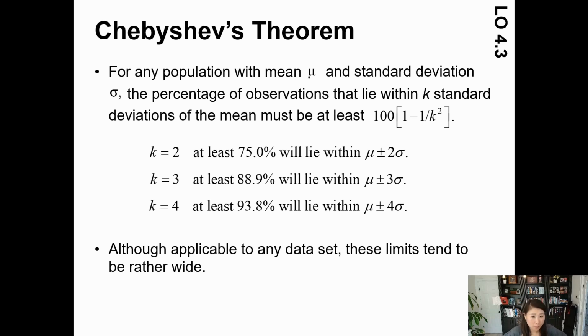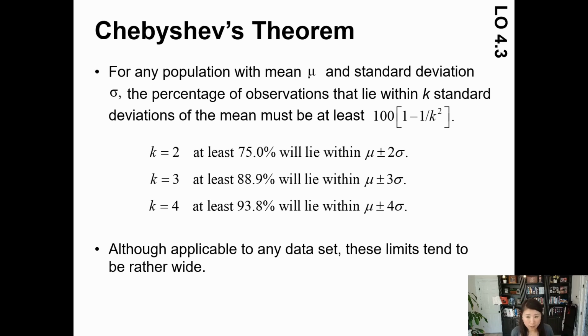So for any population with mean mu and standard deviation equal to sigma, the percentage of observations that lie within k standard deviations of the mean must be at least 100% times 1 minus 1 divided by k squared. K here represents the number of standard deviations. If you think about standard deviation as how widely my data spreads out, this theory helps us understand that if data is located far away from my center, we will consider that not normal.